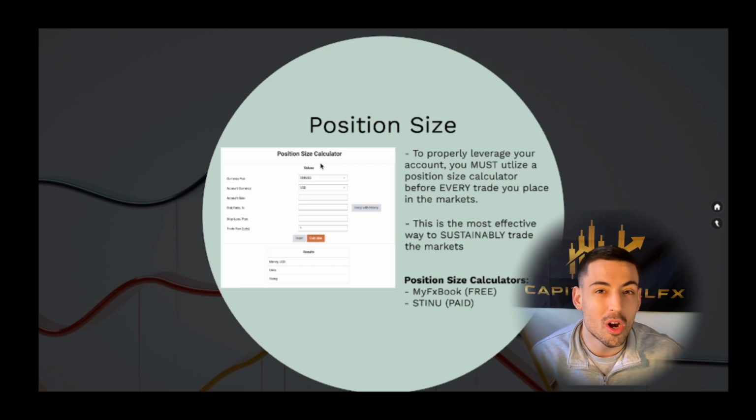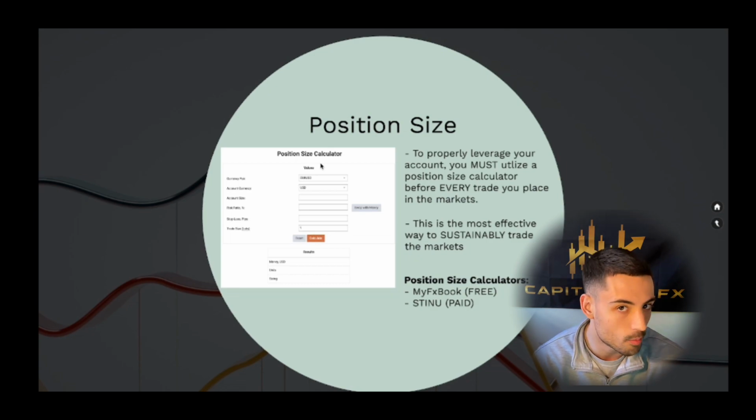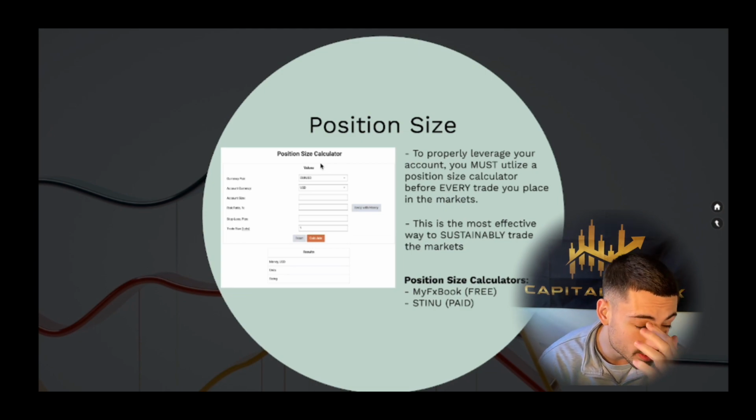So if you are placing trades on your laptop, there's no reason not to go to MyFXBook. I'm not affiliated with them by any means, but it just makes the most sense to use a free calculator on a browser when they have it. So go to MyFXBook and they will provide this free position size calculator.